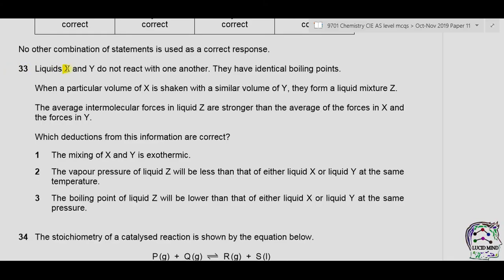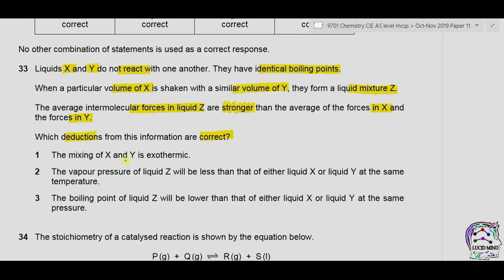Question 33. Liquids X and Y do not react with one another. They have identical boiling points. When a particular volume of X is shaken with a similar volume of Y, they form a liquid mixture Z. The average intermolecular forces in liquid Z are stronger than the average of the forces in X and the forces in Y. Which deductions from this information are correct?